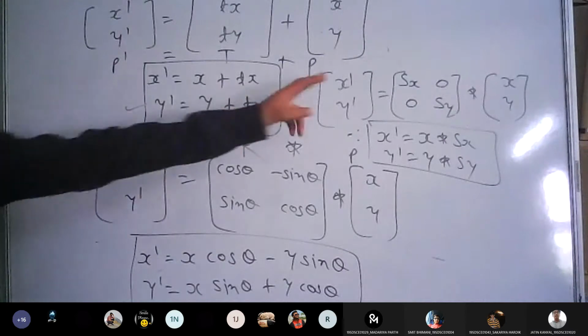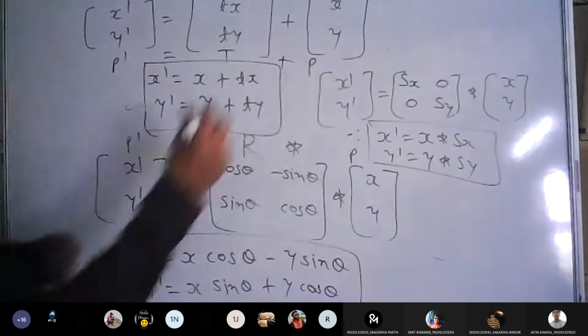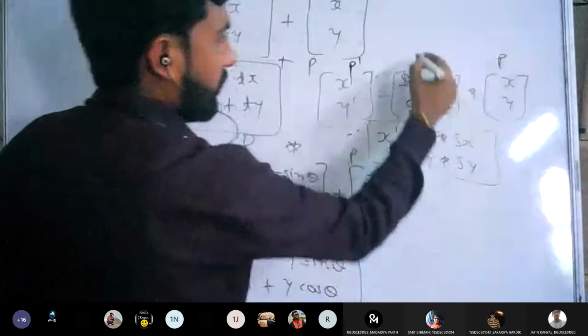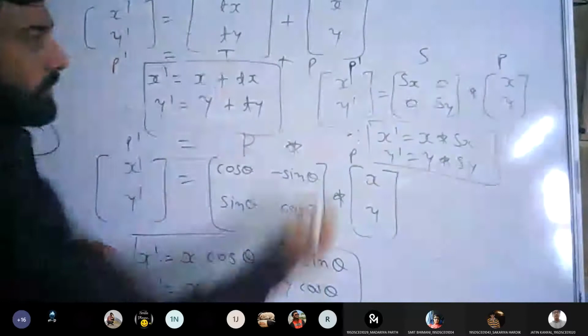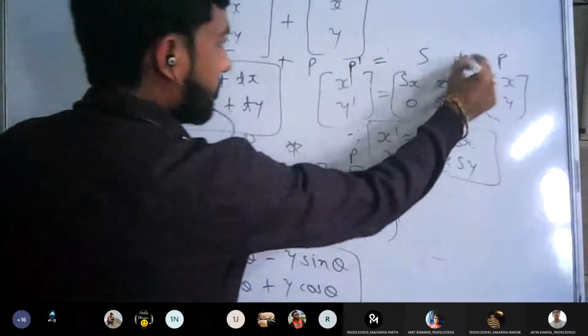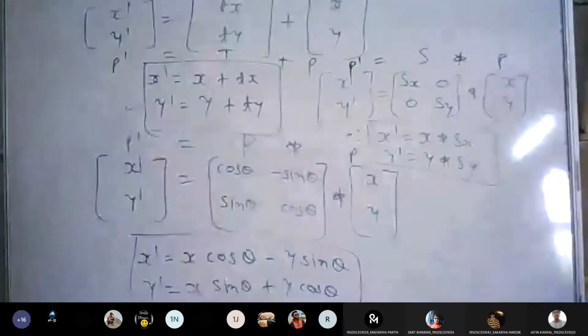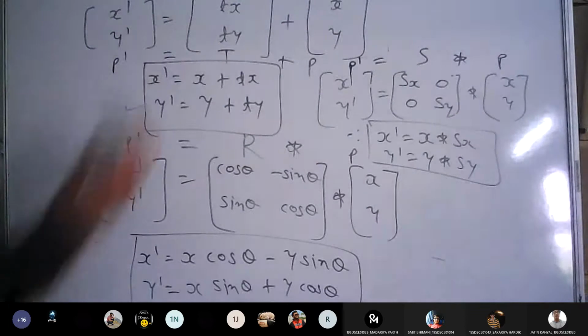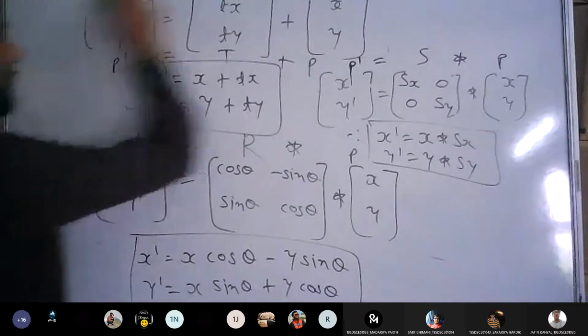And the same thing is applicable for scaling. If this is the new point, let's say it is P dash, this is the old point which is P, and the scaling factor is S, you can say P dash is equal to S into P. So these are the general equations for all three transformations. Now, all together, let me write all the equations here.